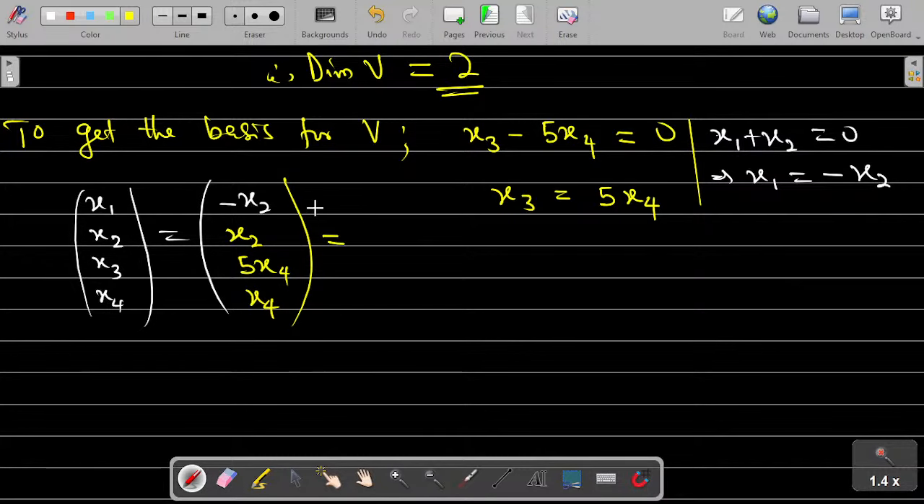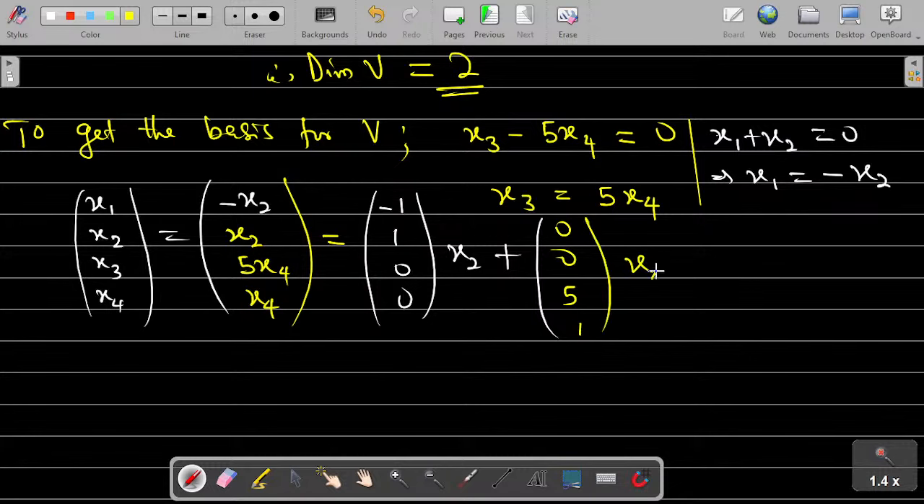Okay, so from here, we can now split it into two vectors. It's going to be two vectors because you have two free variables. I'm going to bring out the coefficients of x2 first. In the first row is minus 1, second row is 1, third row 0, 0. Multiply by x2 plus x4. Our x4 is going to be, coefficient here is 0, coefficient here is 0, then here is 5 and 1.